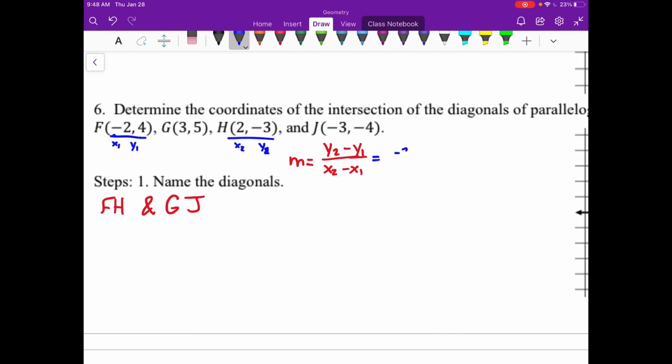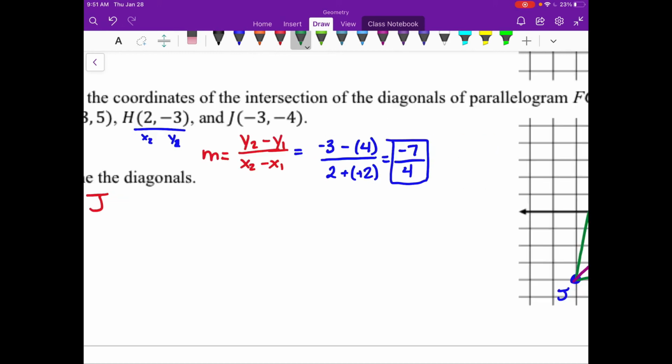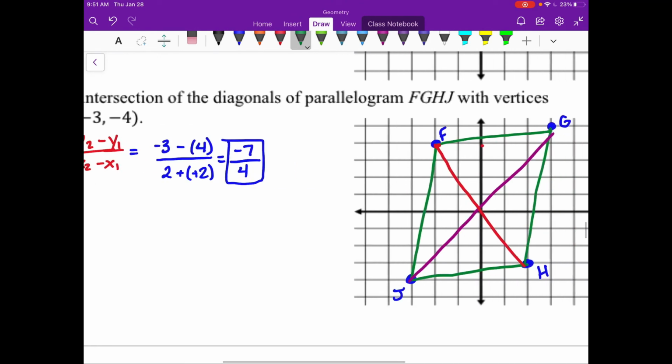Plug those in. Y2 is -3 minus my y1, which is 4, over x2, which is 2, minus x1, which is -2. Simplify this. -3 minus 4 is -7. 2 minus a -2 is +4. So that's my slope between those two points. I found the slope of my red diagonal between F and H.